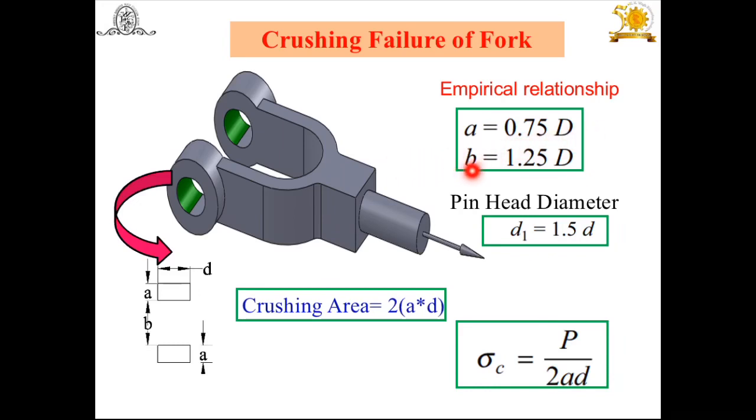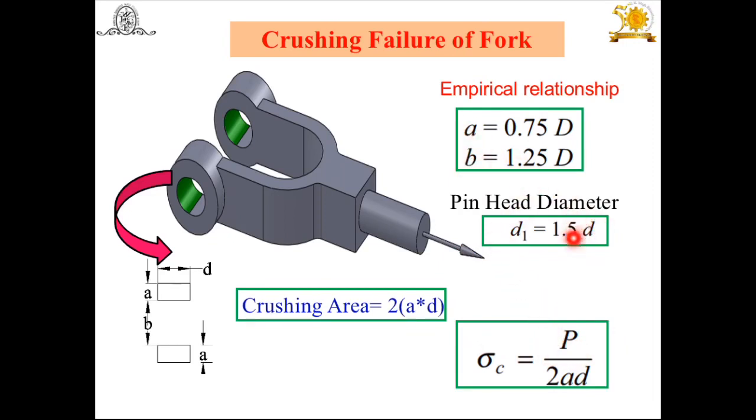Then B is the thickness of the eye, and it is equal to 1.25 times D, where D is the end rod diameter. We can easily find the tensile failure of the end rod of the fork or the eye by using a simple equation. So you will get A and B. Once you know A and B, you can easily find the other dimensions.